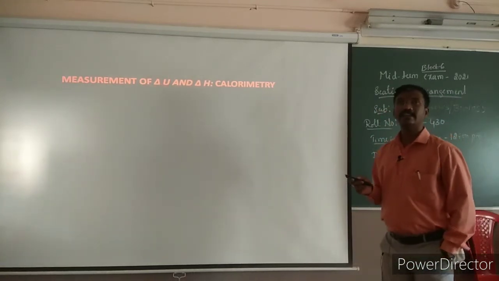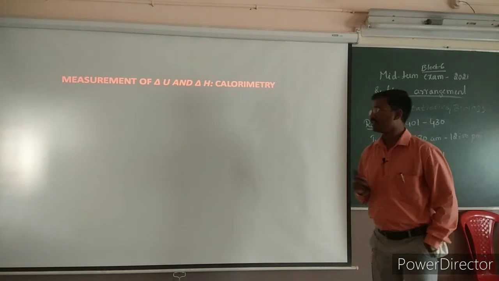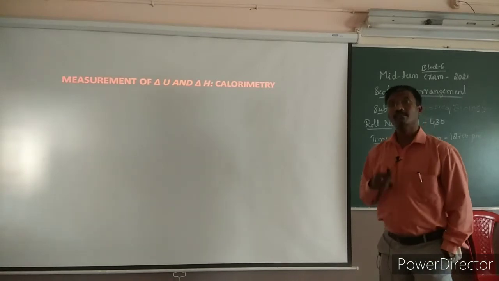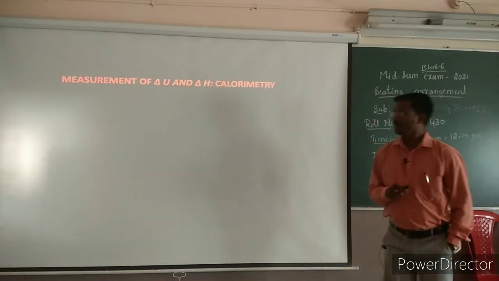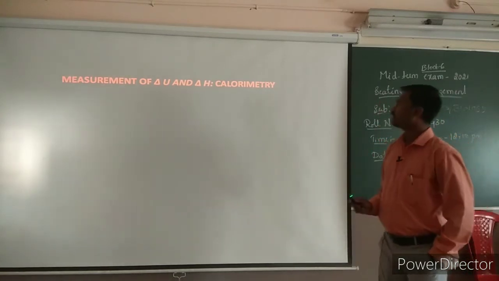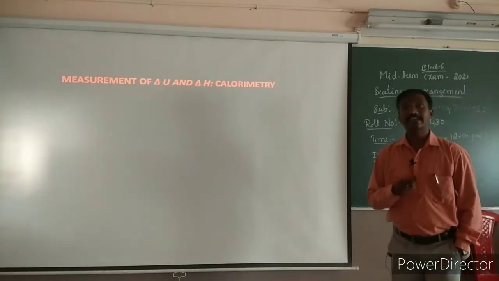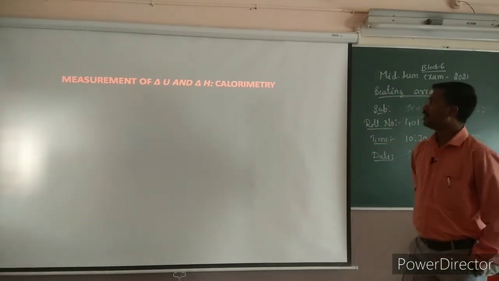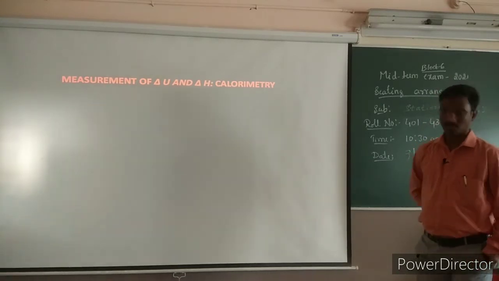Here delta U is nothing but the change in internal energy, and delta H is nothing but enthalpy. Enthalpy is nothing but heat. So the internal energy change and the enthalpy change in a system can be calculated by the instrument called calorimetry. So what is this calorimetry? How are we calculating this? Calorimetry is an instrument which is used for calculating the internal energy and also the change in the enthalpy. Here, the change in the enthalpy, that is delta H, is nothing but heat transferring in the system.